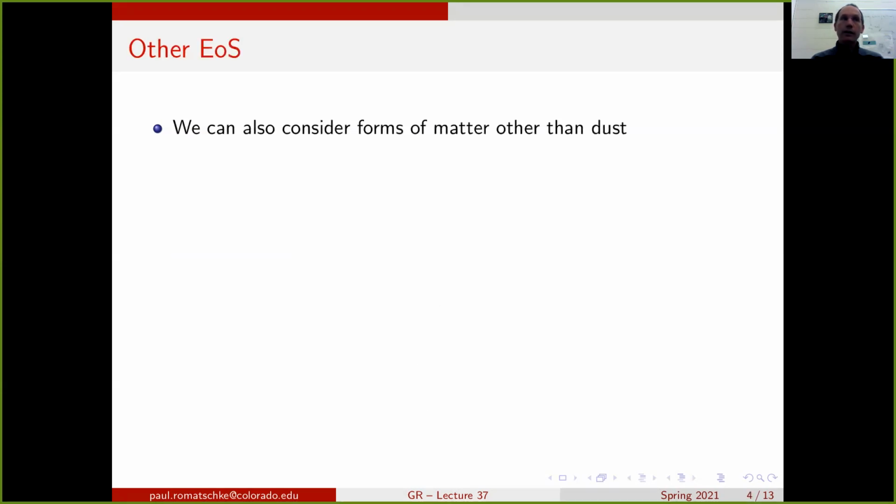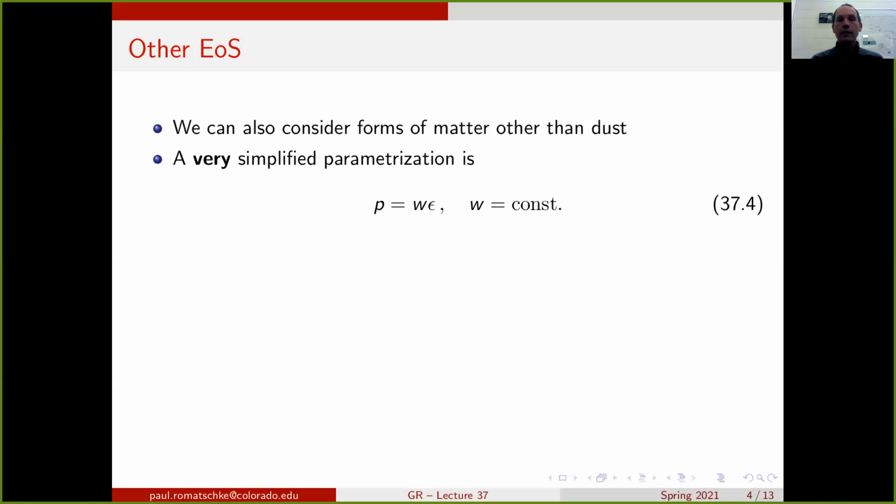Of course, we can also consider other equations of state. In particular, we can try to parameterize the possible equations of state for matter by assuming that there's a linear relationship between the pressure and the energy density, with this linearization parameter w being constant. Obviously this includes the case of dust, where w is just zero, but it also includes the case of pure radiation. For a pure electromagnetic radiation field, w is 1/3, so that the energy density is 3 times the pressure.